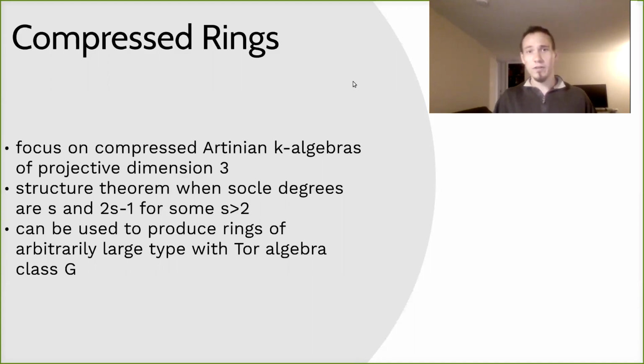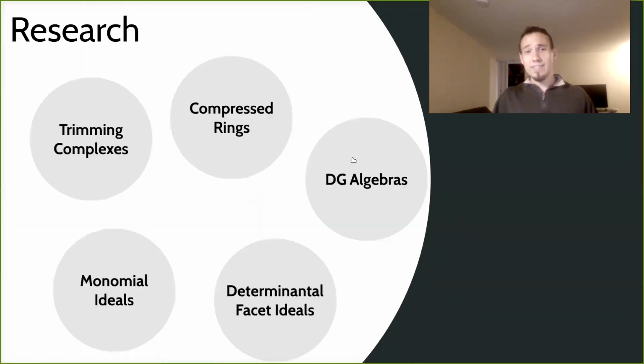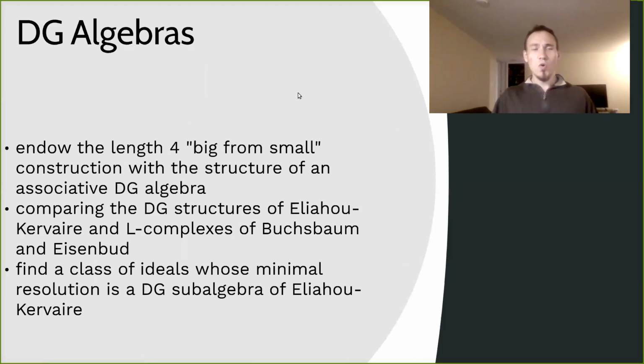So let's move on again. Next we have DG algebras. One of the things I've done is take the length 4 big from small construction, built by Kustin and Miller, and endow this with the structure of an associative DG algebra. This was already known before in the case where 2 is a unit in the ring that you care about, but I generalized it to arbitrary characteristic. I also use different techniques, so this method of proof is entirely self-contained and different from the original way.